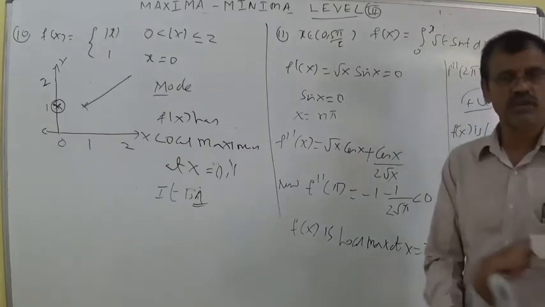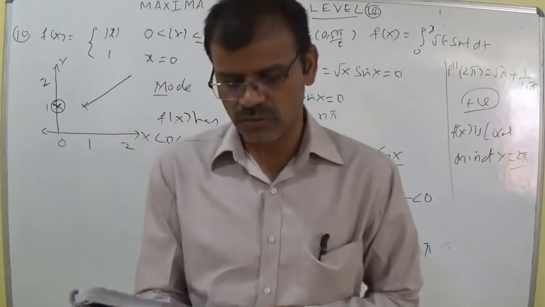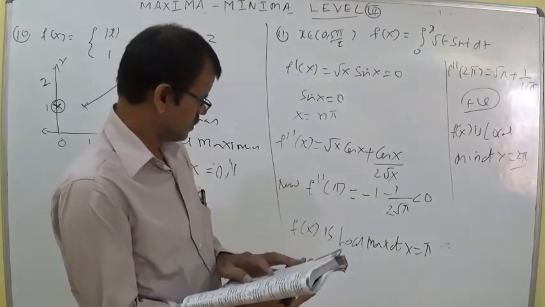This was given twice, I know that. It was given in 2011 and 2014 also. Local minimum at 2 pi and local maximum at 8 pi. Yes, we got it.